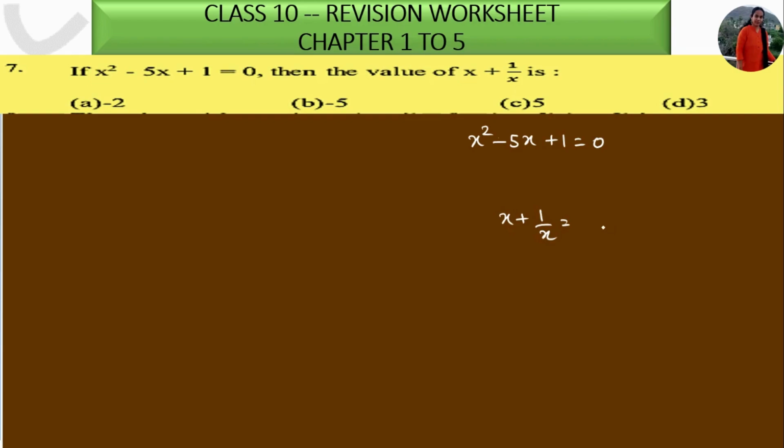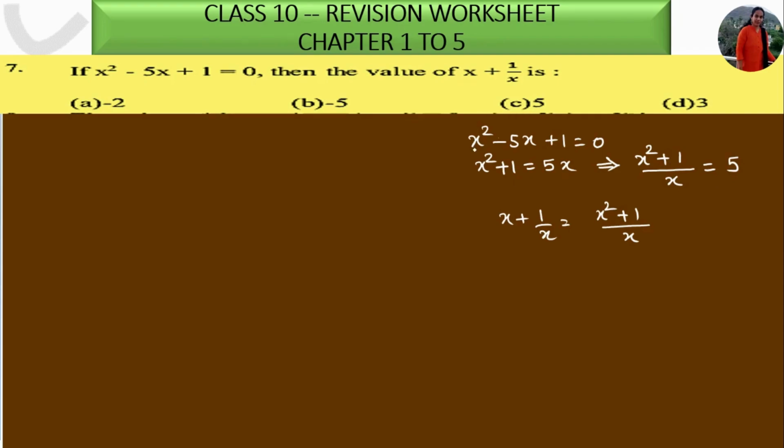So what is x plus 1 by x? Here if we take x as LCM, then you will get x into x, x square plus 1, over x. So from this equation, I am going to find out x square plus 1. So what is x square plus 1? Minus 5x, when it goes to the other side, will be 5x. So this implies x square plus 1 by x. This x is in product. When I change the side, it will be in division. Here it is x square plus 1 by x, which is equal to 5.